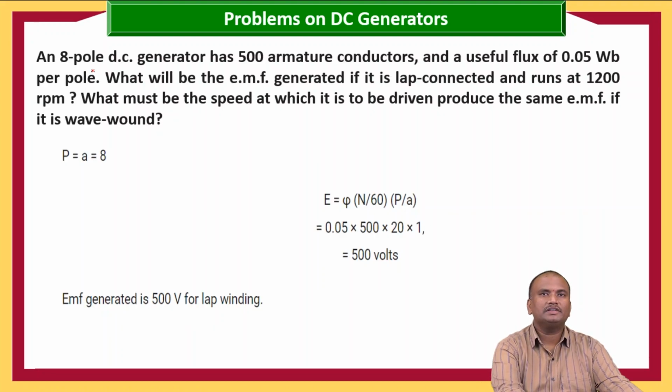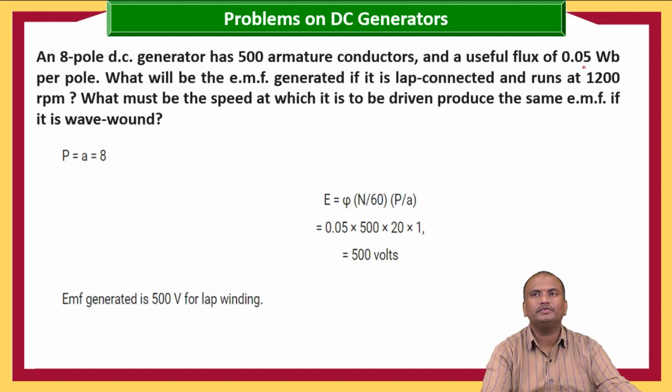The next problem is an 8-pole DC generator has 500 armature conductors and a useful flux of 0.05 webers per pole. What will be the EMF generated if it is lap connected and runs at 1200 rpm? What must be the speed at which it is to be driven to produce the same EMF if it is wave wound?